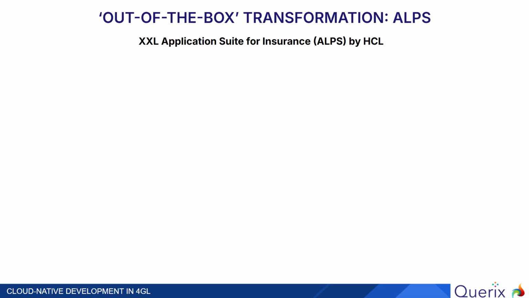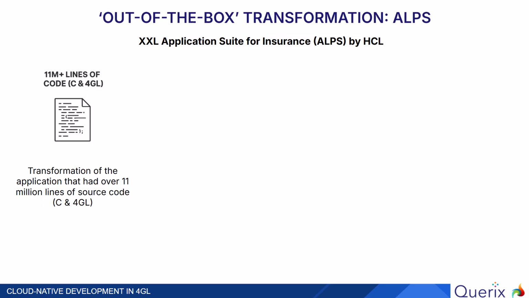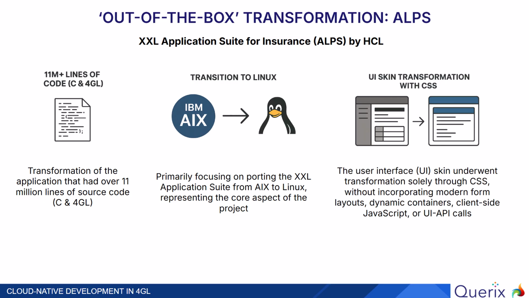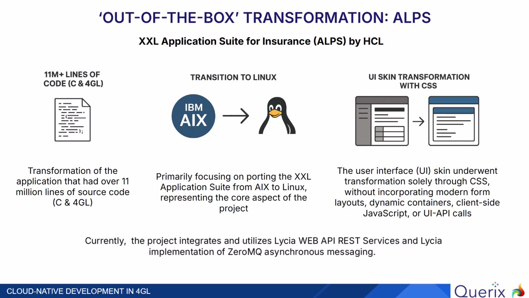Here are the examples of our digital transformation of legacy 4GL apps. The Alps project was a huge application suite with over 11 million lines of C and 4GL code. We have aided in its transitioning from IBM AIX to Linux, focusing on preserving the core aspects of the project. The customer's request also concerned changes to the UI without adding modern form layouts, dynamic containers, client-side JavaScript, or UI API calls, so we've aided in changing the UI solely with CSS. Currently, the project integrates and utilizes Lycia Web API REST services and Lycia implementation of 0MQ asynchronous messaging.